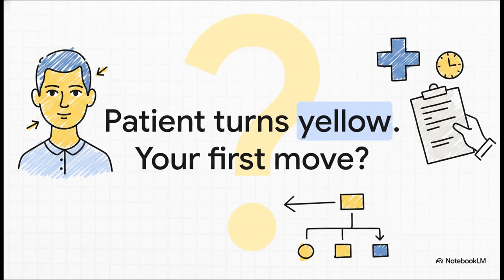Okay, picture this. You're working a busy shift in the ER, and the triage nurse rolls in a new patient. You take one look, and it's absolutely unmistakable. The patient's skin, the whites of their eyes, distinctly yellow. Your patient has jaundice. So what's your first move? Time is of the essence, and you really need a structured plan.